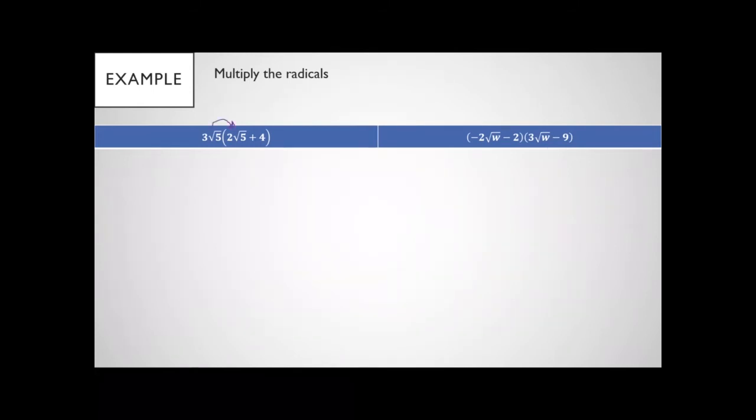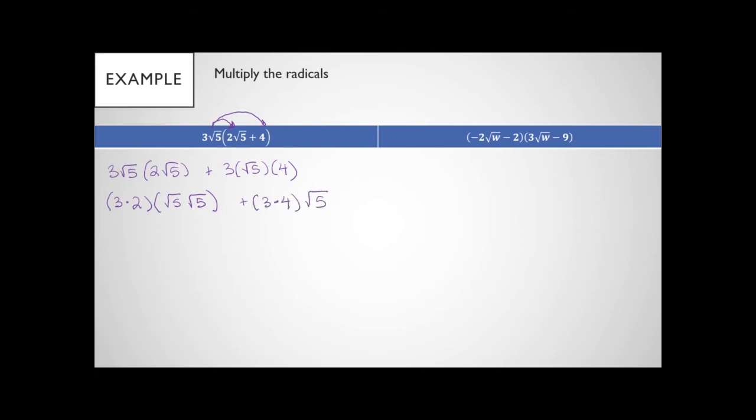So the outside, 3 times the square root of 5, gets multiplied by the inside, 2 times the square root of 5, plus, and then we have to multiply 3 times the square root of 5 times 4. So I'm going to rearrange these so that I can put the whole numbers together and I can put the roots together. So I'm going to have 3 times 2. And then I have the square root of 5 times the square root of 5. And then I have 3 times 4, and then a square root of 5.